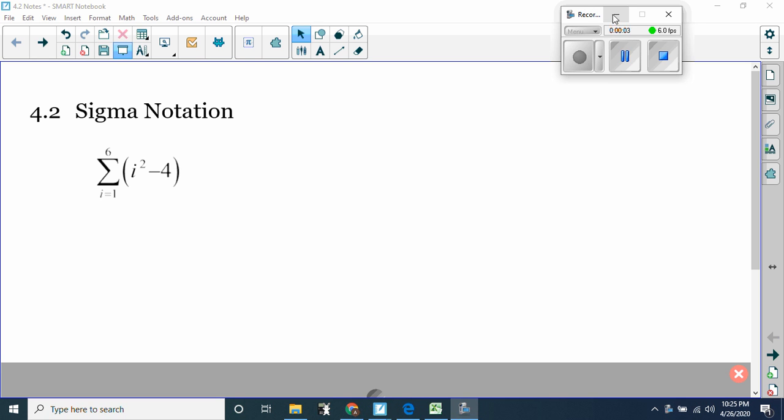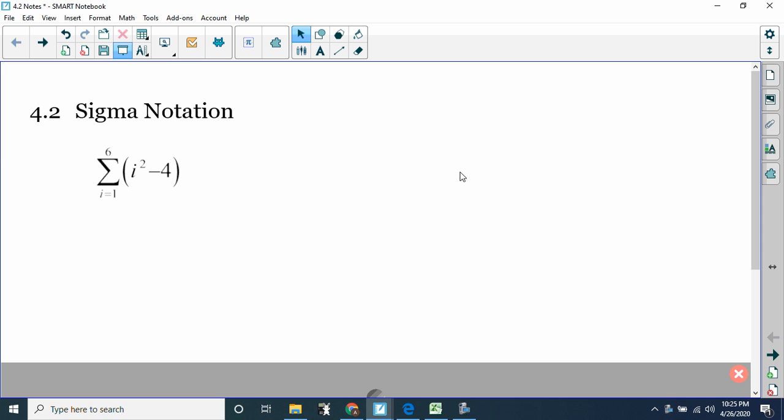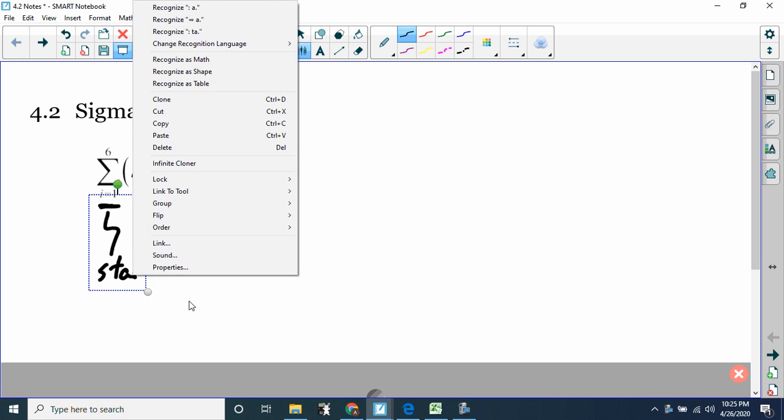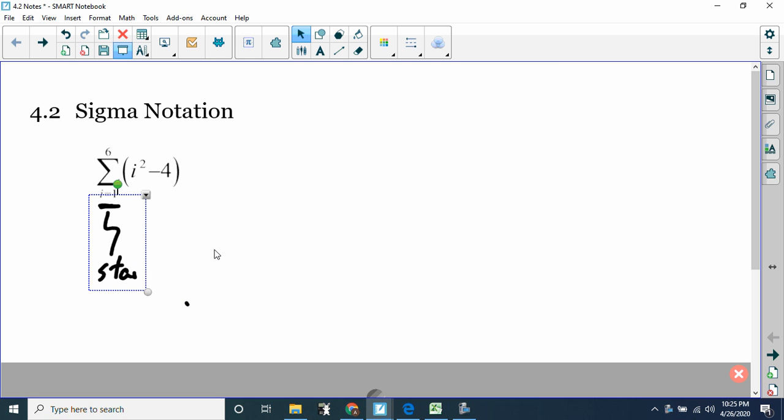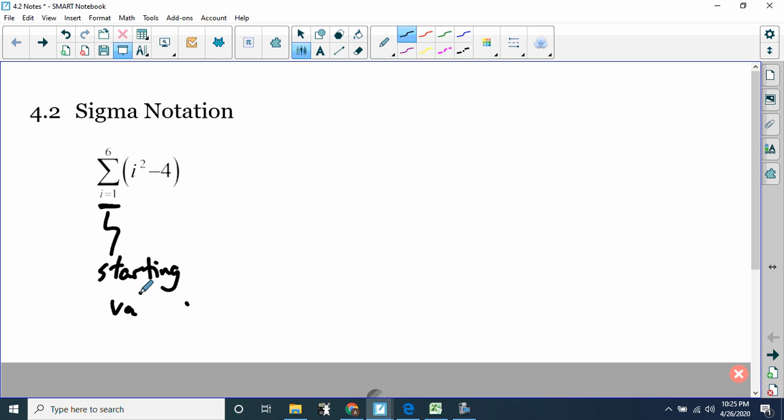Section 4.2 is on sigma notation. Sigma looks like this. It's a giant Greek letter. The notation we use, whatever down here at the bottom is going to tell you the starting value. So in this case, the first value we're going to plug in for I is 1. This here's the rule. That's where we're plugging it in. And then this value up at the top here is telling you the last value to plug in.